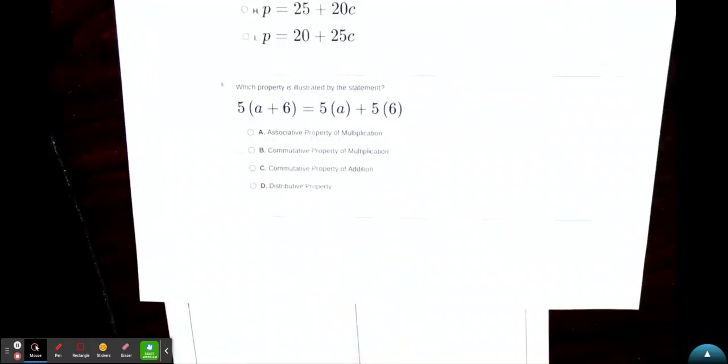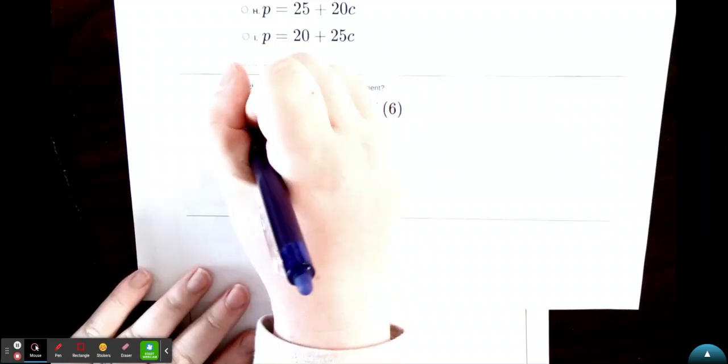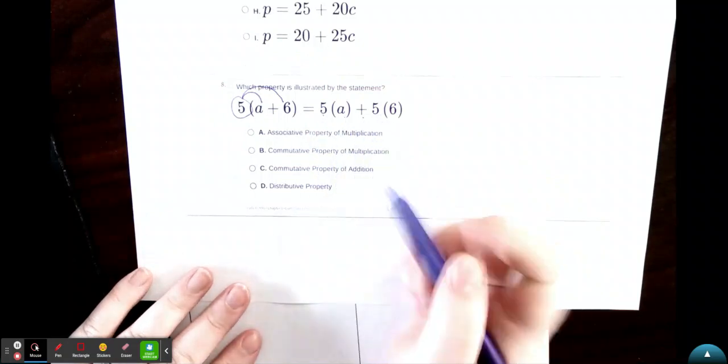Okay, number 8 says which property is illustrated by the statement? Who can help me with this one? Bella. It's the distributive property. How do we know it's the distributive property? They're taking out things and multiplying them. Yeah, so we're taking this 5 and we multiply it by A and by 6. So we get 5 times A plus 5 times 6. That's the distributive property.